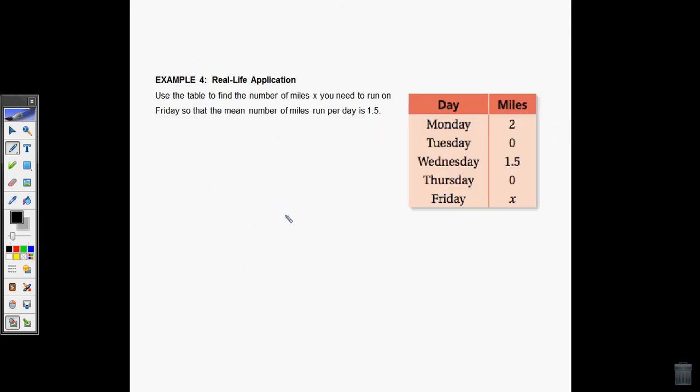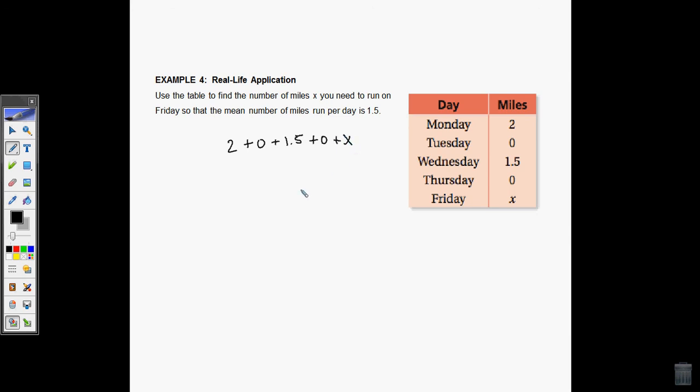Now let's look at our application. We want to use the table to find the number of miles x you need to run on Friday so that the mean number of miles that you run per day is 1.5. So on Monday you ran 2 miles. On Tuesday you didn't run any. On Wednesday you ran 1.5. On Thursday you didn't run any. On Friday we don't know.